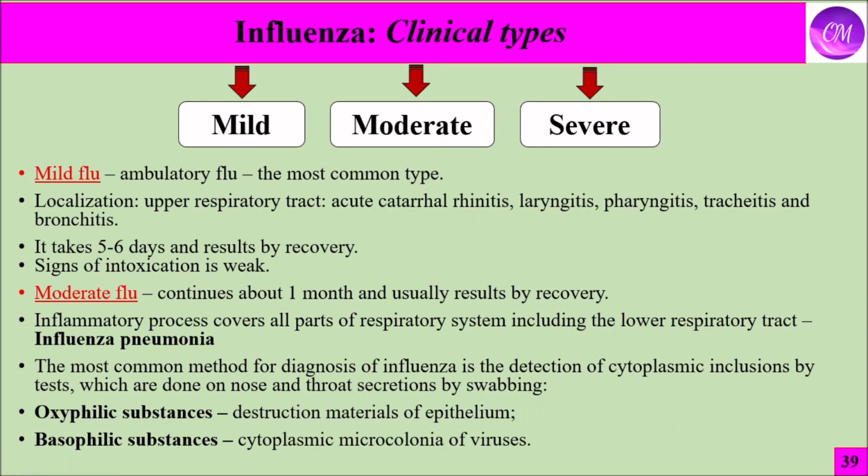There are three clinical types of the influenza: mild, moderate, and severe. Mild flu, another way we call the ambulatory flu, is the most common type, localized in the upper respiratory tract, and shown as the acute catarrhal rhinitis, laryngitis, pharyngitis, tracheitis, and bronchitis. It takes 5-6 days and results in recovery, and signs of intoxication are weak.